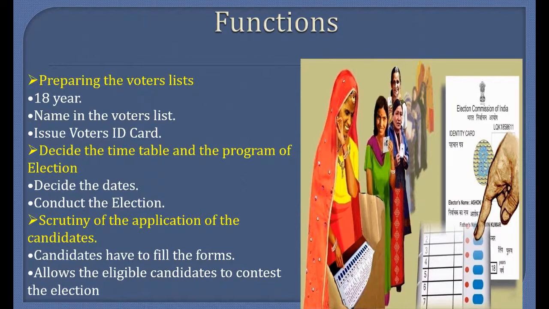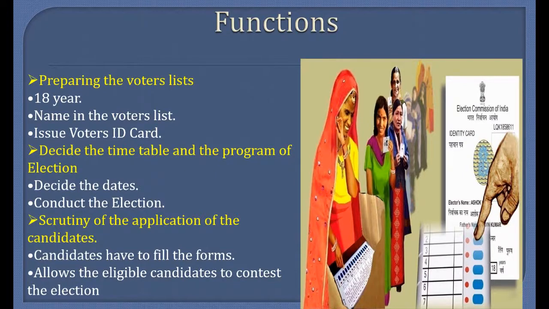The election commission has the authority to issue identity cards to the voters. Let us move to the second function, that is, decide the timetable and the program of elections. The conduct of election is entirely the responsibility of the election commission. The election commission decides when to conduct the election and how many stages to hold the election in every state.